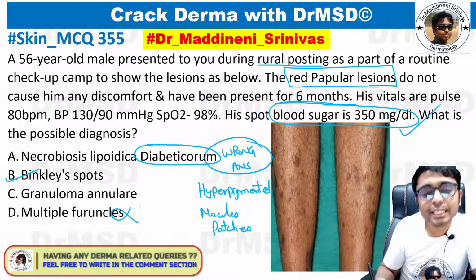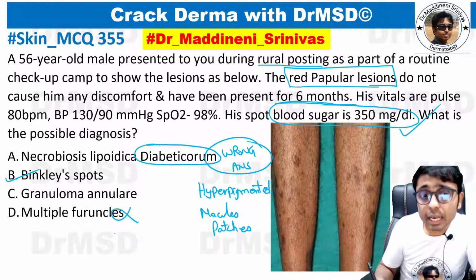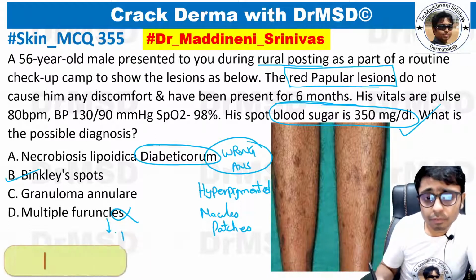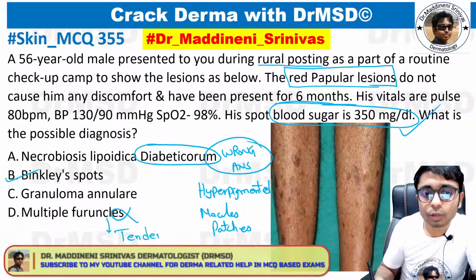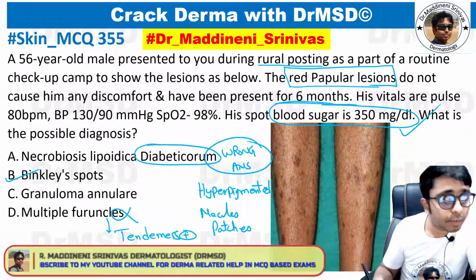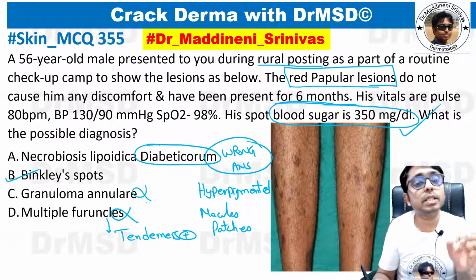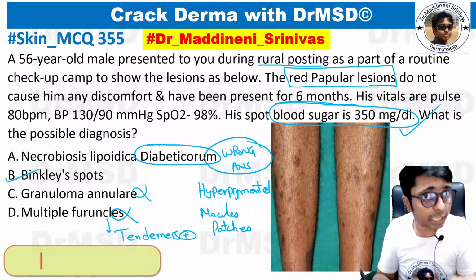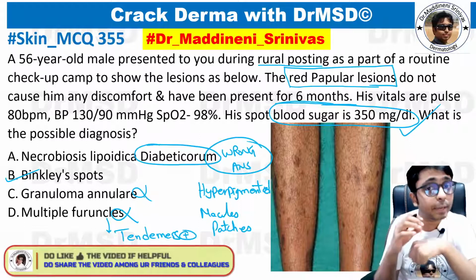Because in the question it is never mentioned that the patient had any tender lesions, and in the case of furuncles, which are basically a manifestation of bacterial infection, there will be associated tenderness. But since it is not there, we can rule out multiple furuncles. And also granuloma annulare you can rule out. Why? Because in granuloma annulare, there will be annular lesions, and the most common site of these annular lesions is going to be the dorsum of the hand.